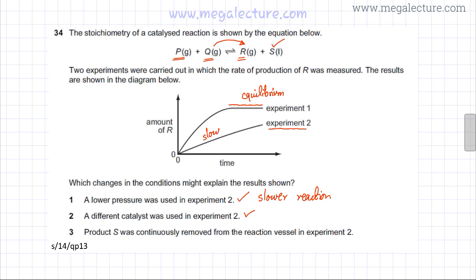So I don't think that option 3 is correct. Even if S is being removed, the equilibrium would shift in the forward direction, so more R would be produced. We are looking for reasons why the rate of production of R has slowed down, so option 3 seems to be incorrect. If only 1 and 2 are correct, the correct option according to the marking key is option B. Only statements 1 and 2 are correct.